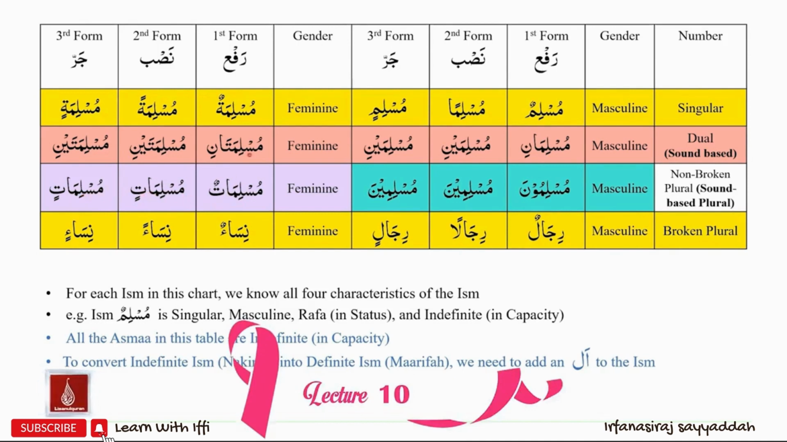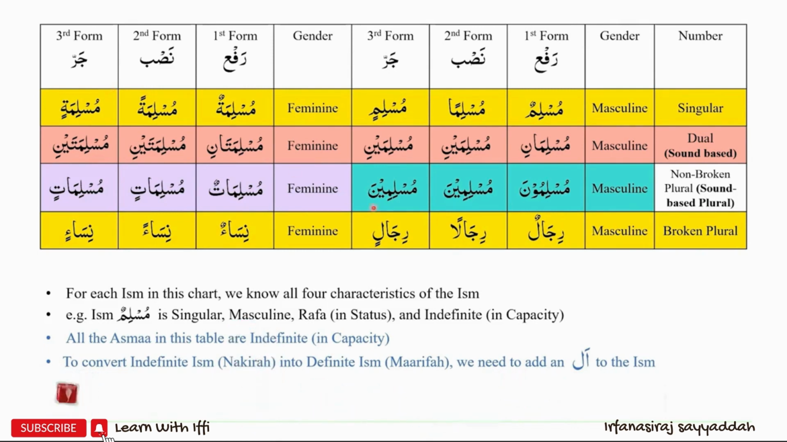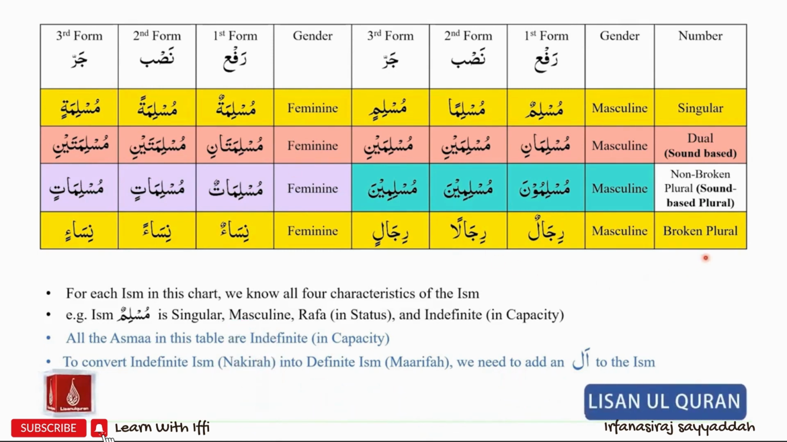Atun sound corresponds to Rafa status. Atin sound corresponds to Nasab or Jarr status. Finally, for broken plural Asma, their status will be on the same pattern as that of singular Asma. So we have rijalun, rijalan, rijalin, nisaun, nisaan, and nisa'in.